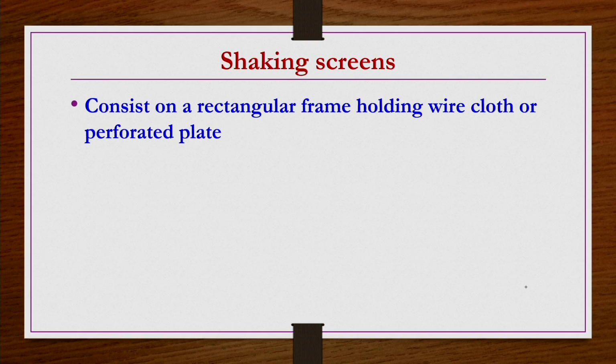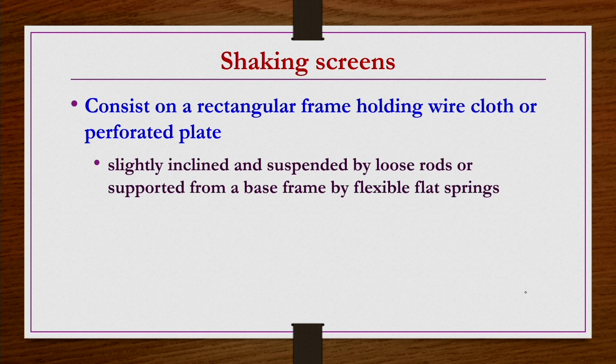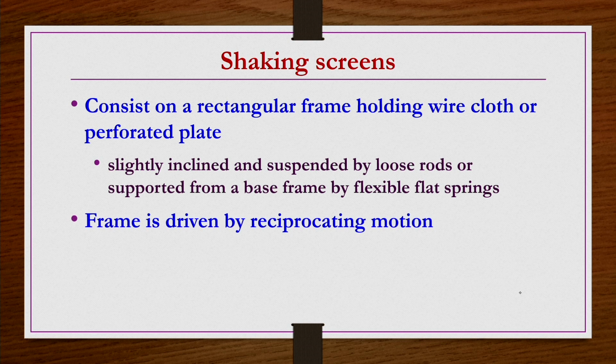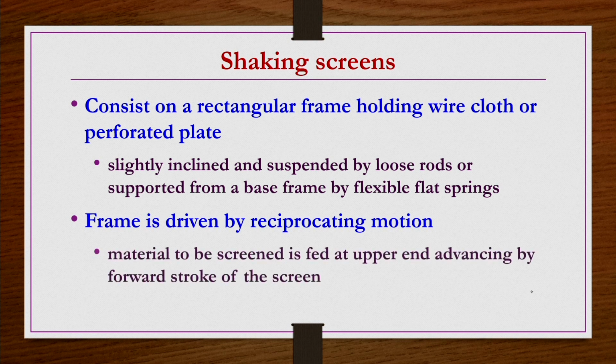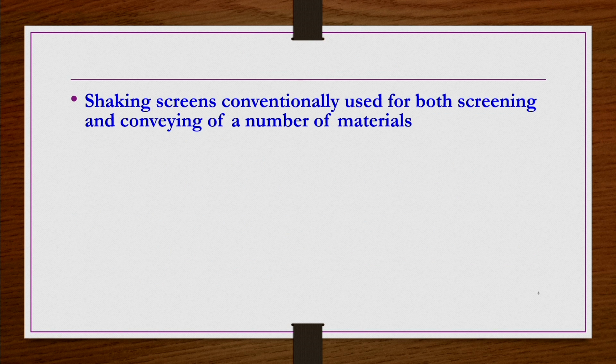Then shaking screens consist of a rectangular frame holding wire cloth or perforated plate. They can be slightly inclined and suspended by loose rods or supported from a base frame by flexible flat springs, and the frame is driven by reciprocating motion. The material to be screened is fed at the upper end, advancing by the forward stroke of the screens. Shaking screens are conventionally used for both screening and conveying a number of materials.